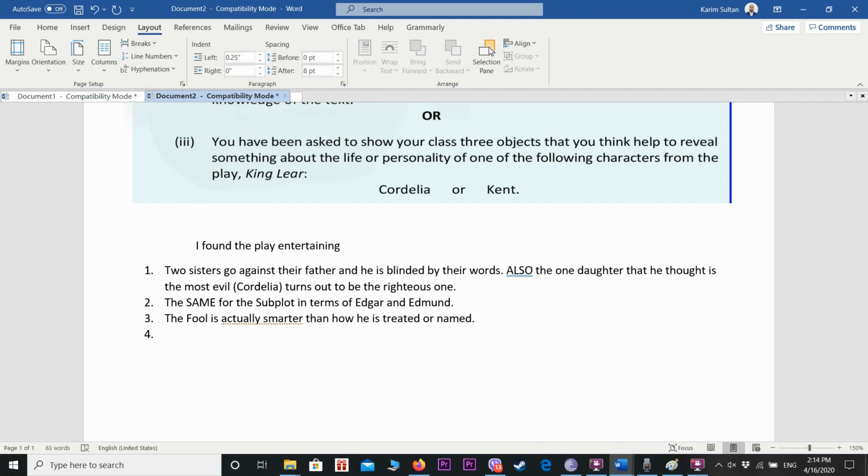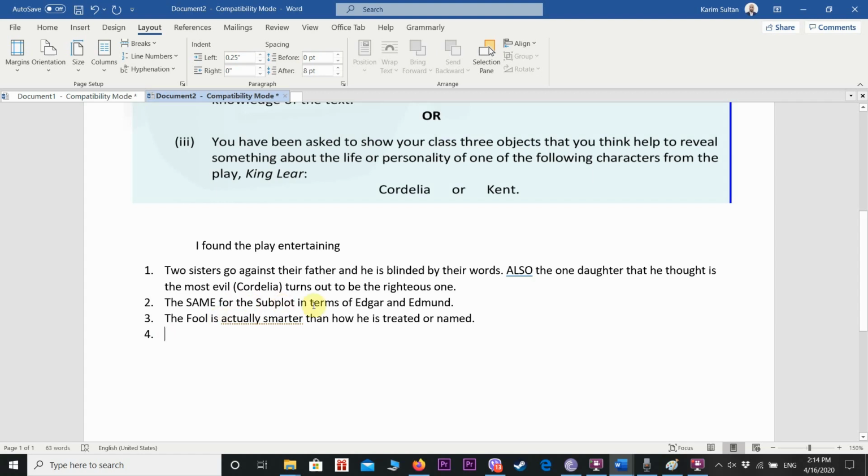Remember, guys, details are very significant. So it's not enough only to say this. You have to tell me, for instance, if you look at the first point, it says, two sisters go against their father. Tell me, how do they go against him? How is he blinded by their words? What are their words? Show me some quotes about that. Then one daughter, Cordelia, he banishes her. Why does he do that? What does she say? Nothing will come of nothing. But what else?